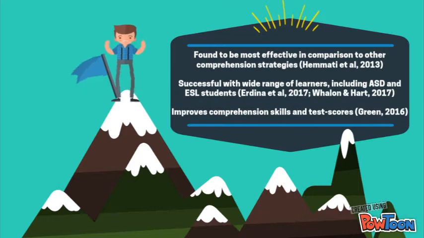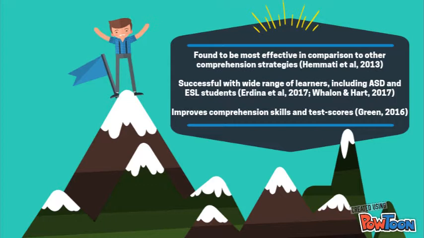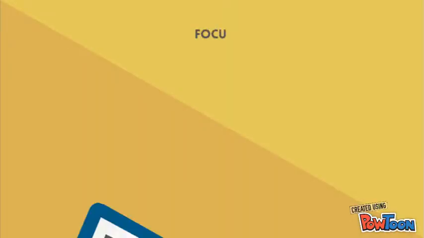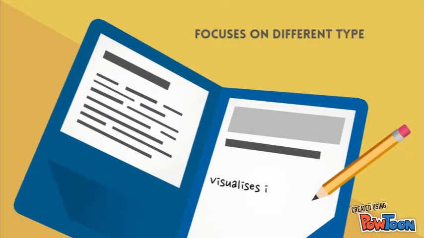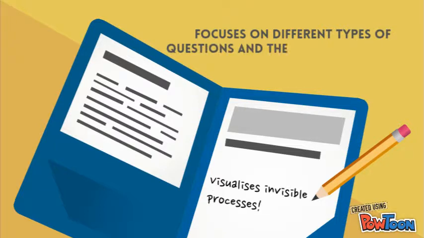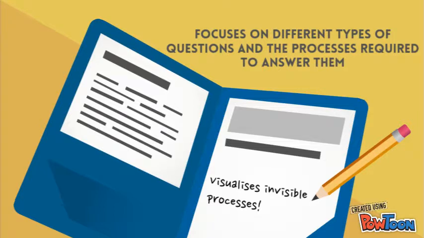The QAR was found to be more effective than other comprehension strategies, proving itself to be a successful strategy implemented across a range of learners, improving ESL and ASD student outcomes. QAR was also found in a study to improve student test results. It does this by teaching students to identify different types of questions according to their relationship to two primary sources of information, the reading material present and the reader's background information and knowledge.